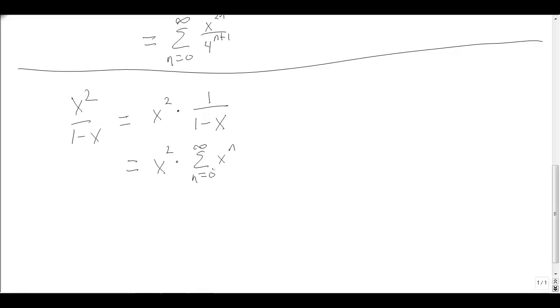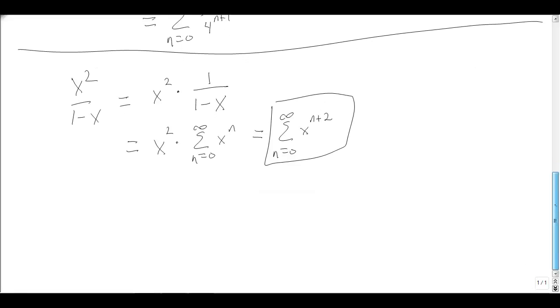And now I can bring the x squared inside my series, n equals 0 to infinity. This will give me an x to the n plus 2. And that works out as sort of an acceptable answer here. So x squared over 1 minus x is x squared times 1 over 1 minus x, and you get this summation n equals 0 to infinity x to the n plus 2.